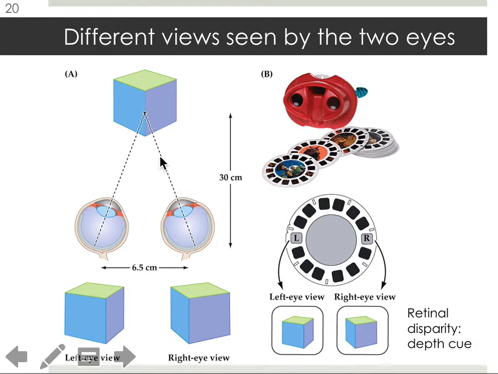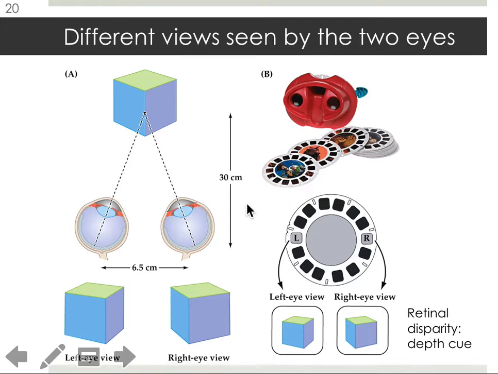So this difference between what's seen by your left and right eye is known as retinal disparity, right? That's just the disparity between what goes to your left retina and what goes to your right retina. And because this difference varies by how close something is to you, our visual system actually uses retinal disparity as a depth cue.